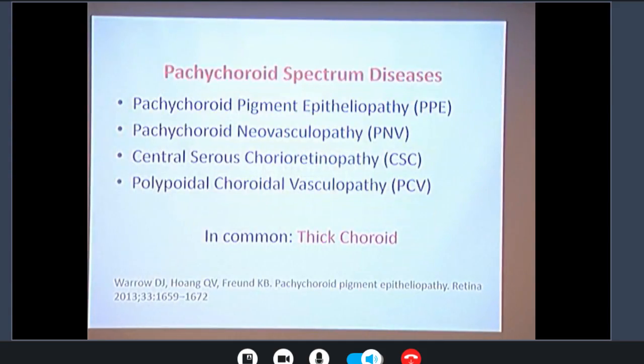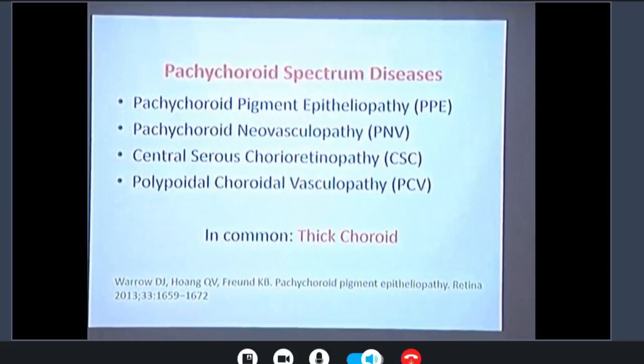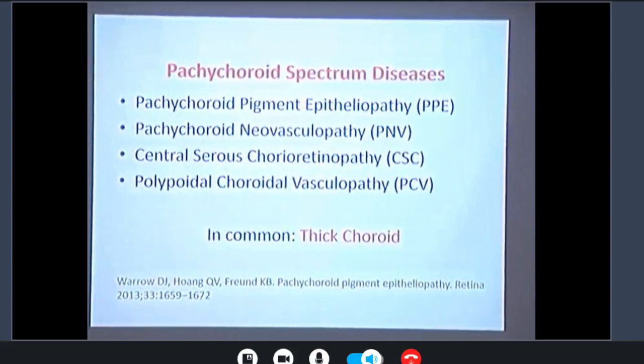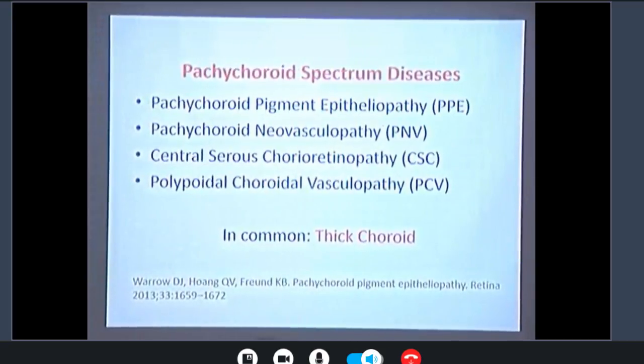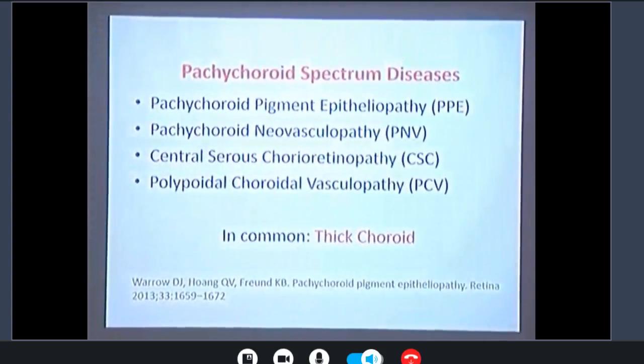This is what we call pachychoroid diseases. This is one of the newly described groups of diseases, together with two old friends of ours. They have been grouped, joined all together, because they have the same characteristics, and it also seems they have the same physiopathology. I want to introduce you to the two new ones, which are called pachychoroid pigment epitheliopathy and pachychoroid neovasculopathy.